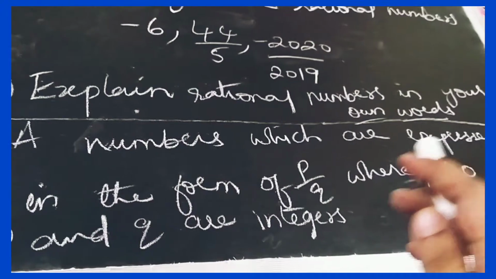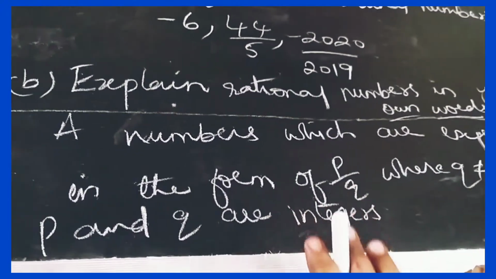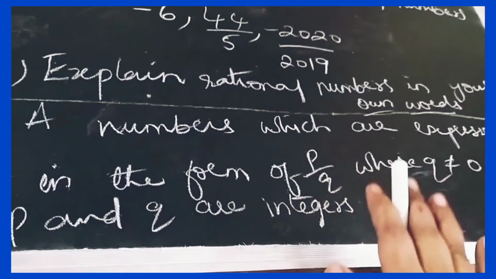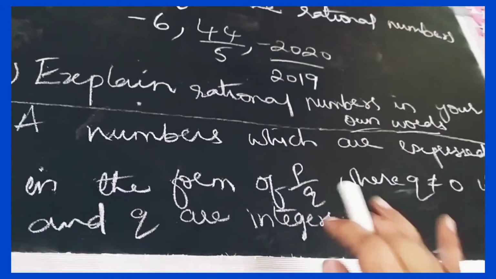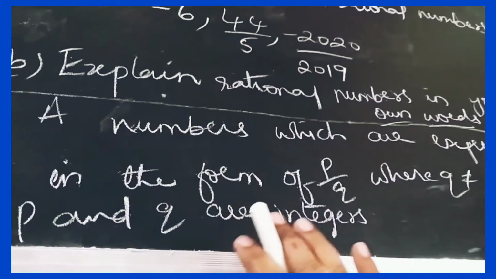explain rational numbers in your own words. You have to write the definition of rational numbers in your own words. Rational numbers are numbers which are expressed in the form of p by q, where p is the numerator, q is the denominator. Okay, where q should not be equal to 0. The denominator should not be equal to 0. Okay, where p and q are integers.